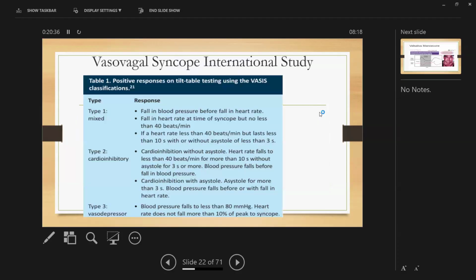So if the patient is having vasovagal syncope, there are many findings we can identify from the head up tilt test. I told you first we can identify orthostatic hypotension, then neurogenic, that is vasovagal syncope, then dysautonomia. When the patient has vasovagal syncope, the response can be classified into three, including the mixed response.